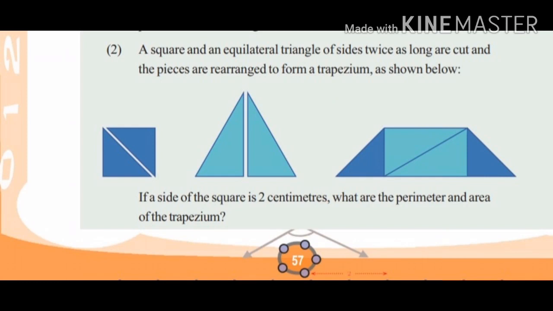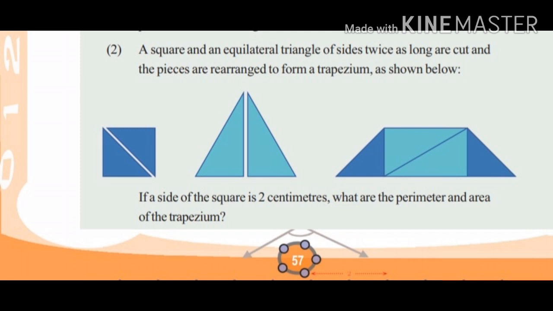Next is question number 2. A square and an equilateral triangle of sides twice as long are cut and the pieces are rearranged to form a trapezium as shown below. If a side of the square is 2 cm, what are the perimeter and area of the trapezium? One square and one equilateral triangle. By using that, one trapezium is created.